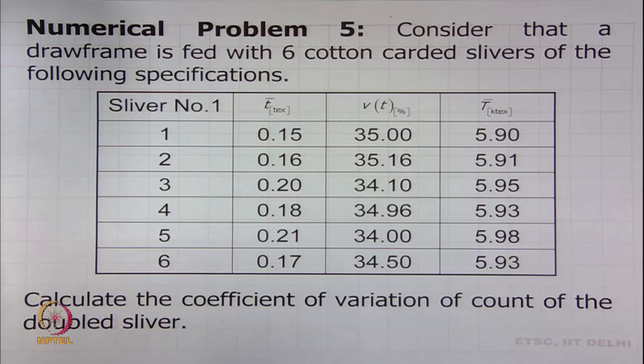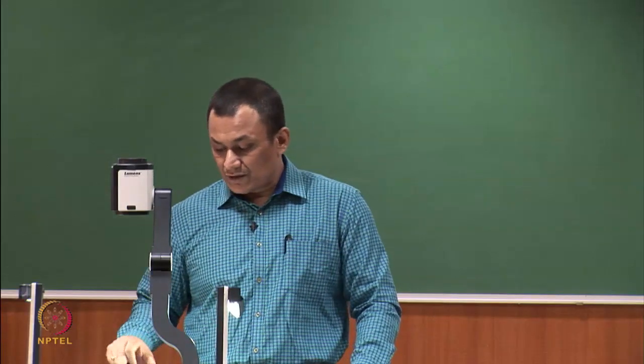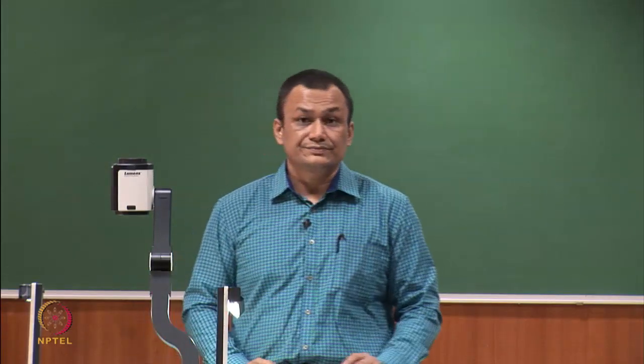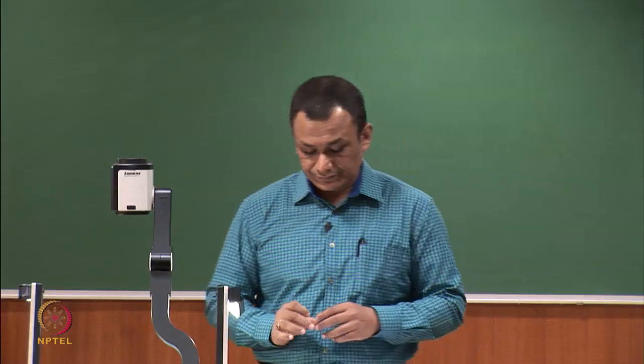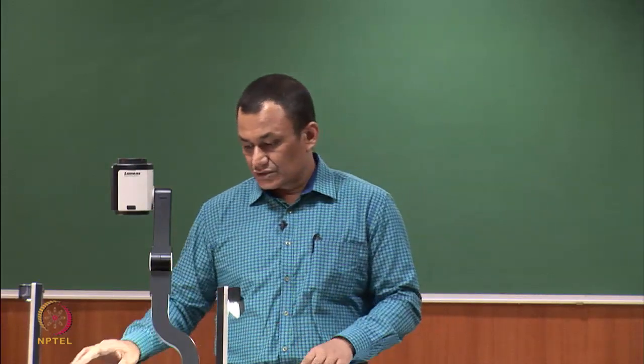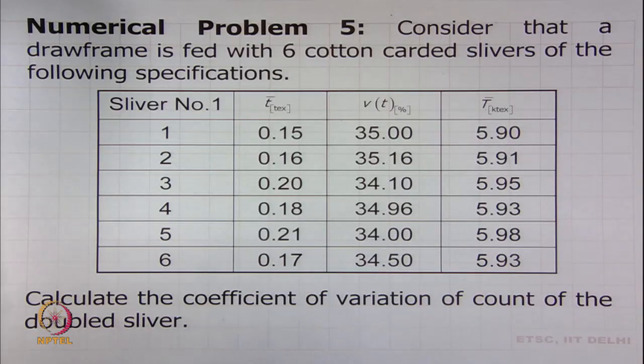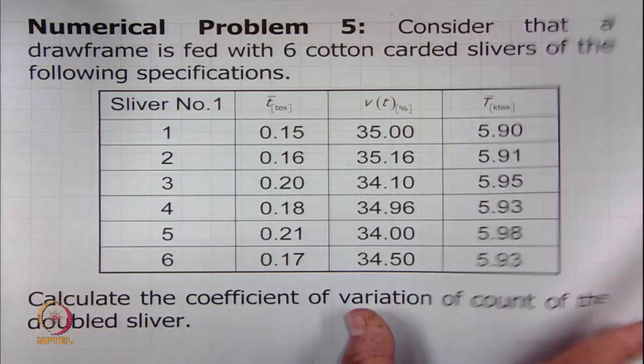So, these 6 different slivers are fed in a drawframe and as a result we double it, we obtained one sliver, double sliver. You need to find out the CV of count of the double sliver. Right. So, how do you find out this problem? So, let us solve this problem.